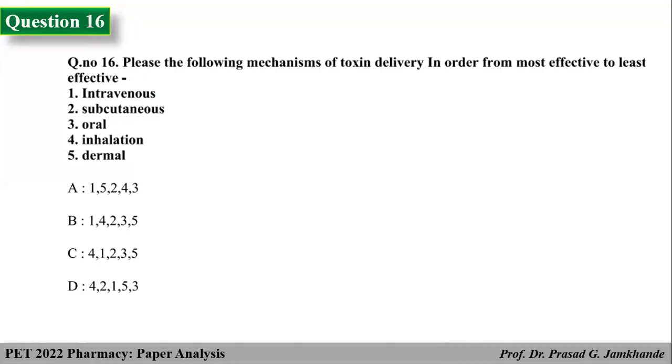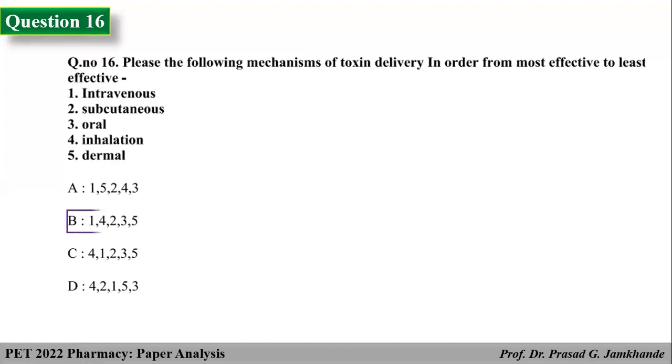Next, place the following mechanisms of toxin delivery in order from most effective to least effective. We know that it is also related with the bioavailability or the effectiveness. Among the five different routes, which has the fastest bioavailability, that means fast effect. If we consider intravenous route, direct absorption, so it has maximum bioavailability. Next, inhalation, where there is a direct absorption from the alveoli. Next one, subcutaneous. Subcutaneous region is highly vascular, so it also has good absorption.